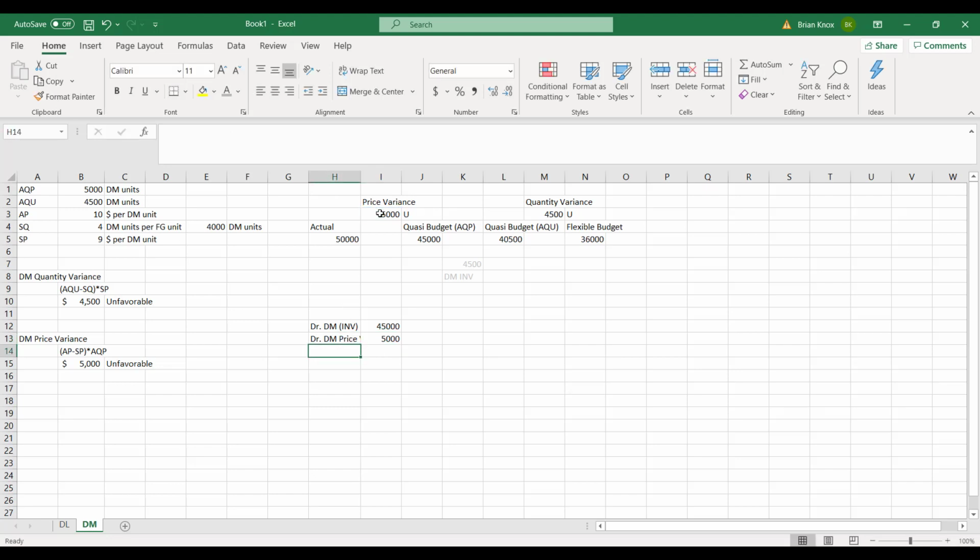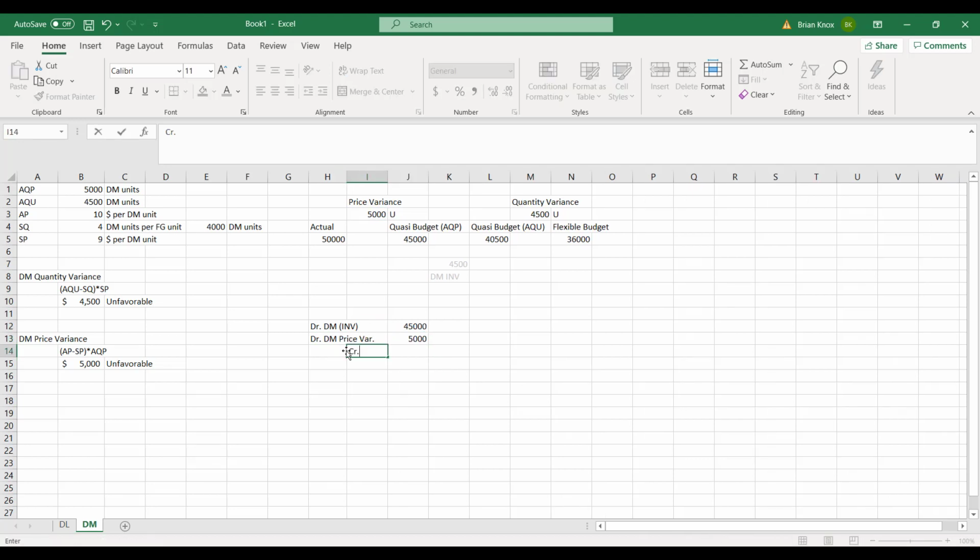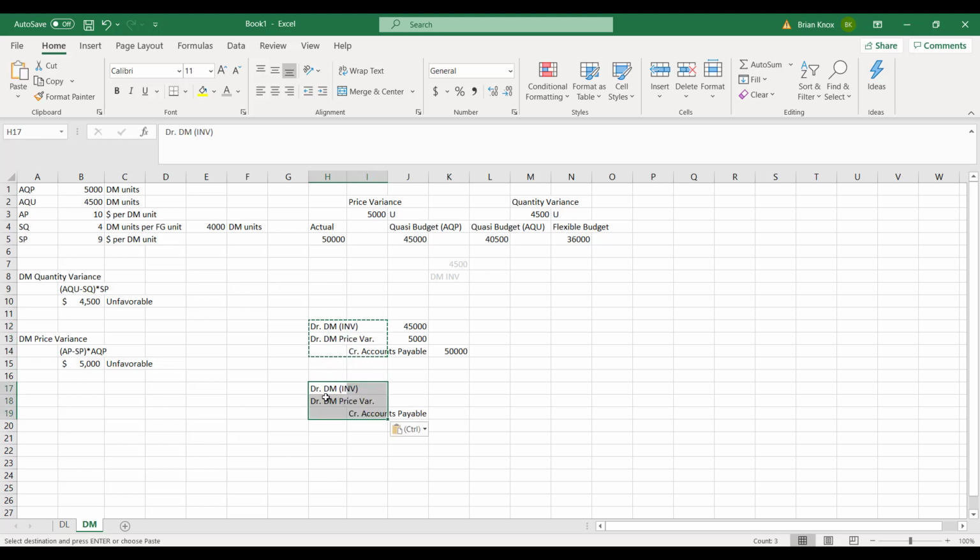And then we are going to be crediting our accounts payable, assuming we bought them on account. It could be crediting cash, but it's at the actual amount. You've got to record your debts or your cash amounts at actuals. And so we're going to have a similar journal entry because it's unfavorable up here as well. Very similar journal entry down here.